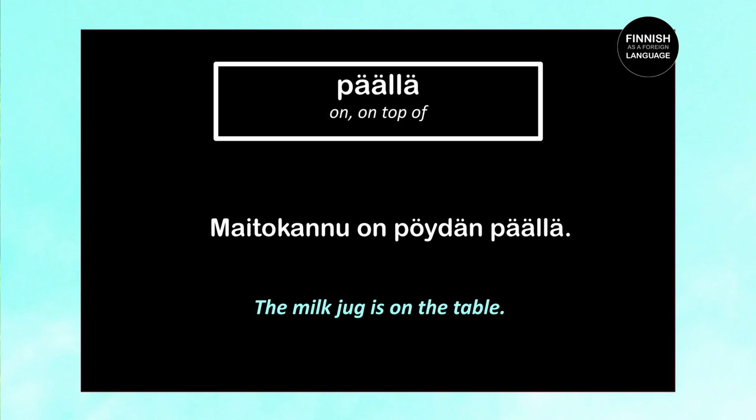Next one. Päällä means on or on top of. For example, maitokannu on pöydän päällä means the milk jug is on the table. Maitokannu means milk jug. Then we carry on with pöydän, which is the genitive case of the word pöytä, which means table. And it's standing here in the genitive case because it's followed by the postposition päällä, which means on. So let's repeat. Maitokannu on pöydän päällä. The milk jug is on the table.